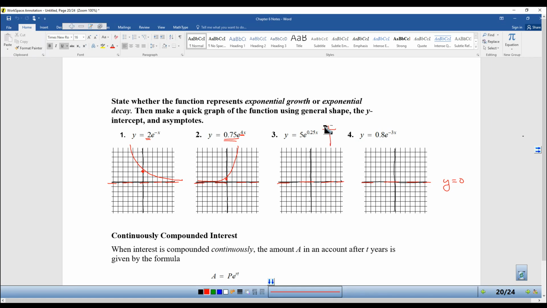This one, again, anything to the 0 power is normally 1, but when there's a 5 in front, I'm going to multiply by 5. So it's going to be way up there, but it still follows that asymptote. And finally, this one. Again, anything to the 0 power is 1, but when we multiply by 0.8, it's going to cross at 0.8, and this is negative and a little bit steeper if you wanted to try and draw that. But basic shape, where the asymptote is, where the y-intercept is, that's what I'm really looking for. General shape, y-intercept, and asymptotes.